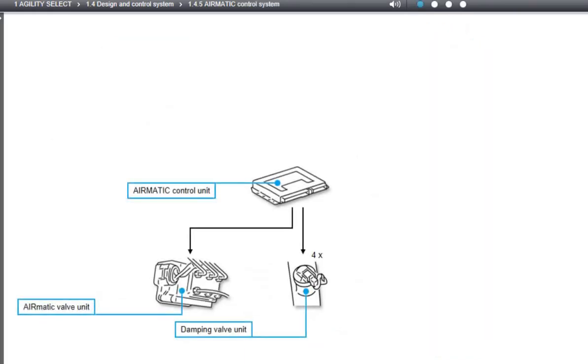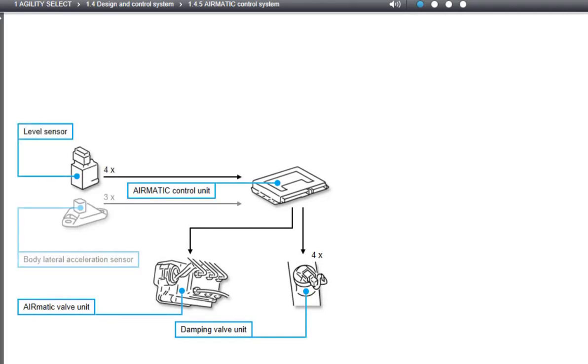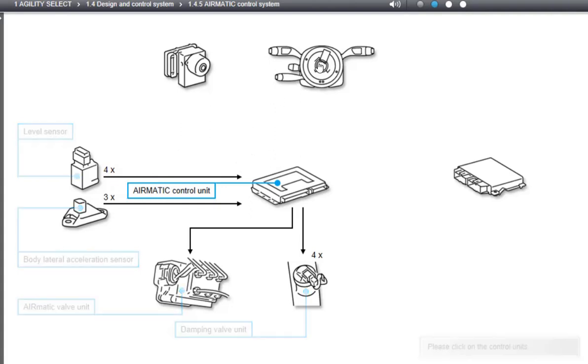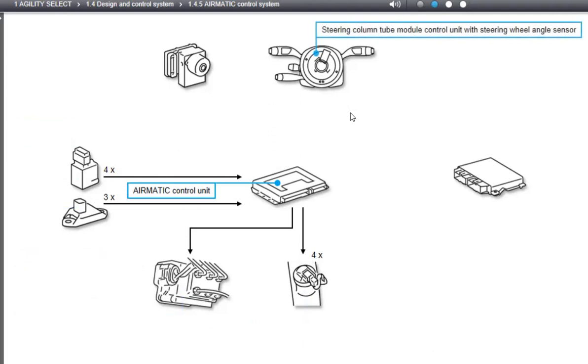The Airmatic control unit registers the current driving condition with 4 level and 3 body acceleration sensors, as well as through networking with other control units. Please click on these to learn what information they supply to the control system of the Airmatic. The steering column tube module control unit sends the measurement values of the steering wheel angle sensor to the Airmatic control unit. They are analysed in particular for the dynamic adjustment of the adaptive shock absorbers.